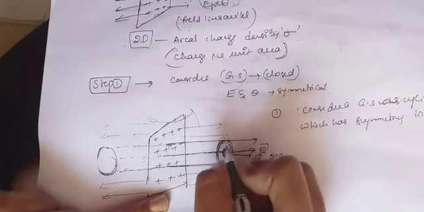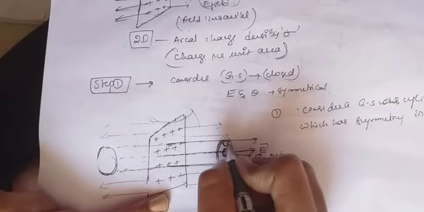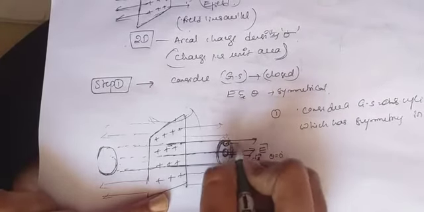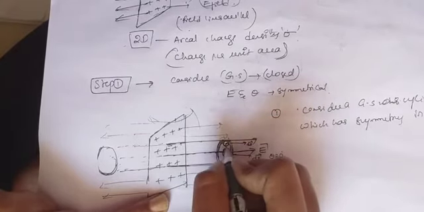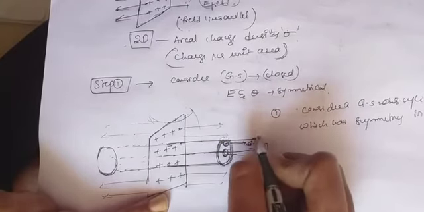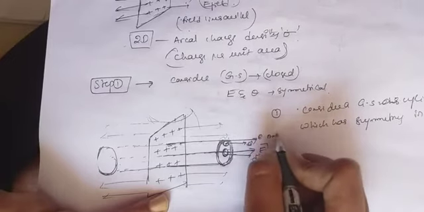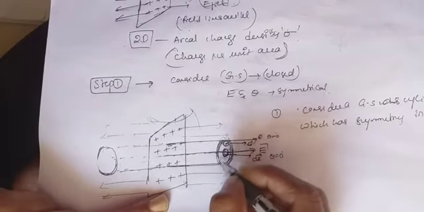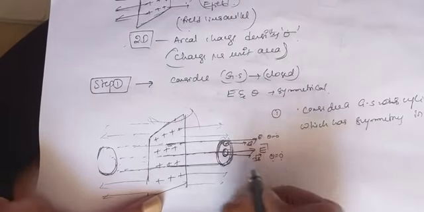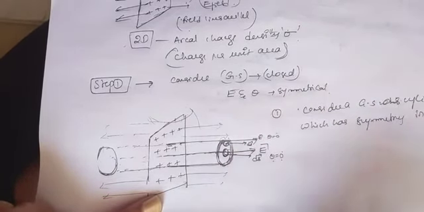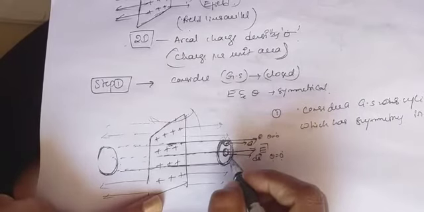Just consider a small area here. This is the electric field vector, and the area vector is along the normal, like this. So the angle theta is equal to 0. At every point on the flat surface, theta is equal to 0, and E is uniform, E is symmetrical. At this point E is the same, and at this point E is the same.